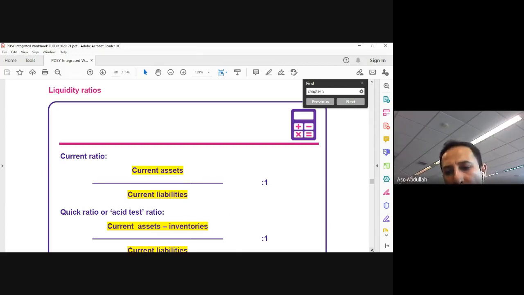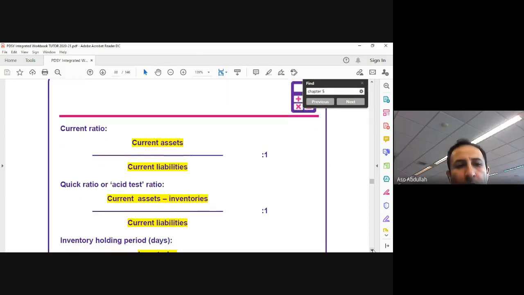Another way to calculate your current ratio is current asset minus inventory, then divided by current liability. So there are two options for analyzing.